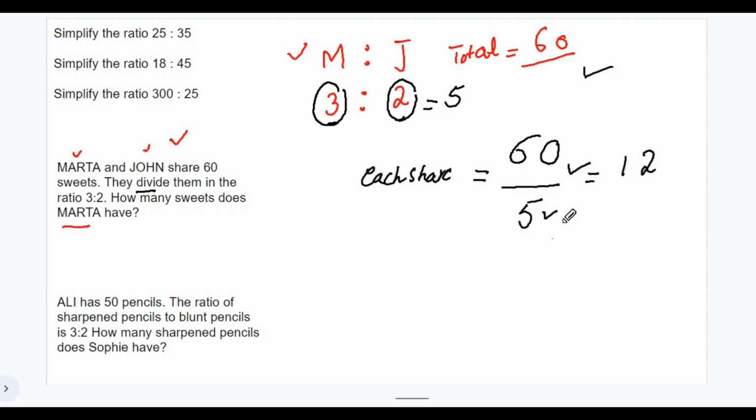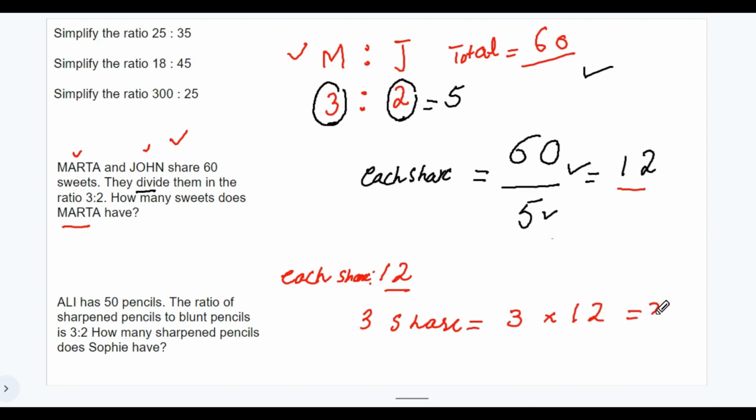Understand? So you know that you have been doing this in all the word problems almost in your last years, and whenever you need to find each, you divide the total by total. So you got your each share, that is 12. Now 12 means one share. What do we mean by 12? Each share. So now if I say that I need to find 3 shares, what do I need to do? I need to multiply it by 12. So I will get the 3 shares, that is 36.